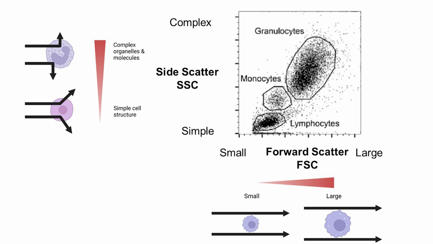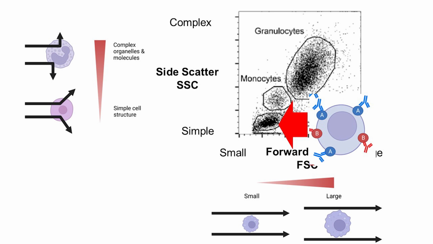Let's say we make a dot plot where each dot represents a single cell, and we put on the x-axis forward scatter for size, and on the y-axis side scatter for complexity. We will see clusters for groups of cells, as groups will appear as they have similar characteristics, with larger complex granulocytes on the top right and smaller lymphocytes on the bottom left. This method is called gating.